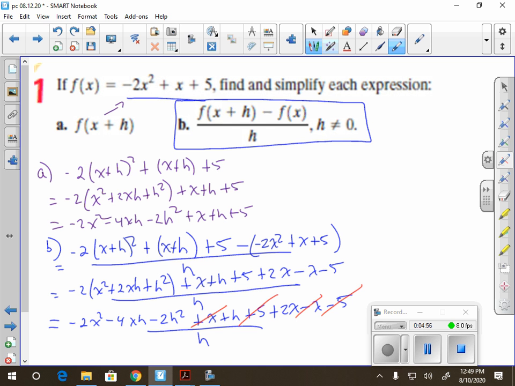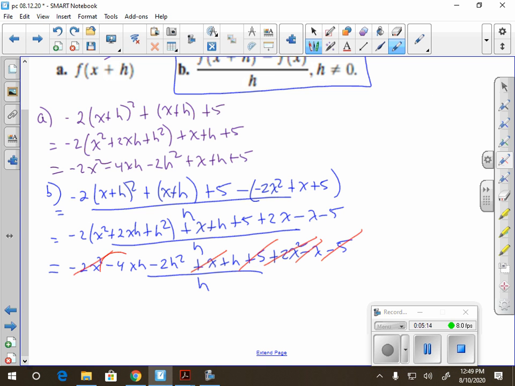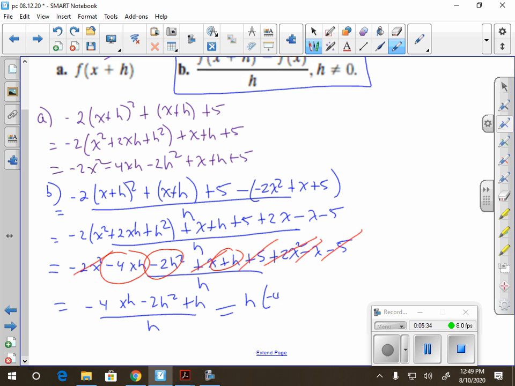The plus 2x squared should go away. I missed the squared there. So that plus, that minus goes away. That's going to leave me with three terms all over h. So here we go, equals negative 4xh minus 2h squared plus h, all over h. And again, you can factor out the h, so it'll cancel. Minus 4x minus 2h plus 1, all over h. Now you can see that the h's are going to cancel. What's left is simply negative 4x minus 2h plus 1.